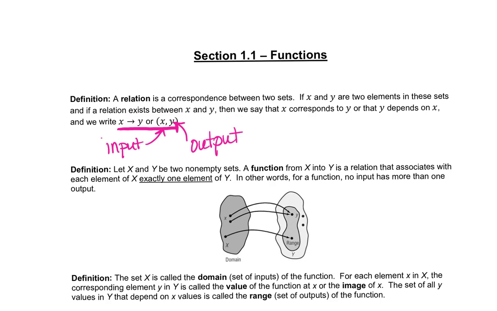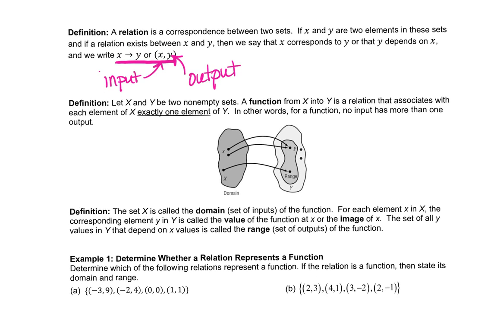Now, definition of a function. Let x and y be two non-empty sets. A function from x into y is a relation that associates with each element of x exactly one element of y. So that's where x cannot repeat. They use a lot of jumble to just say something really simple. X can't repeat. In other words, for a function, no input has more than one output. Again, x cannot repeat.